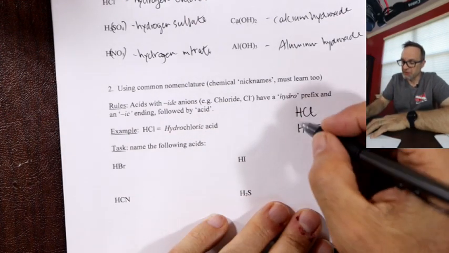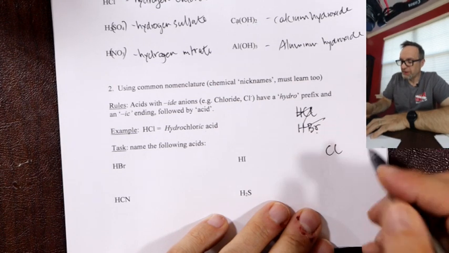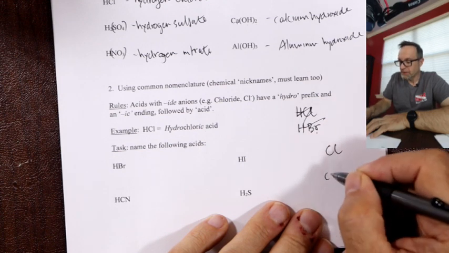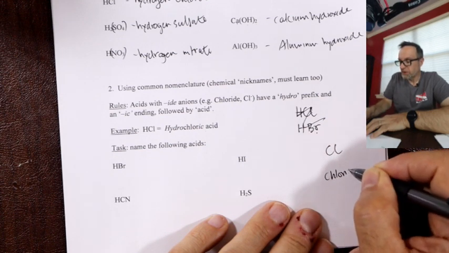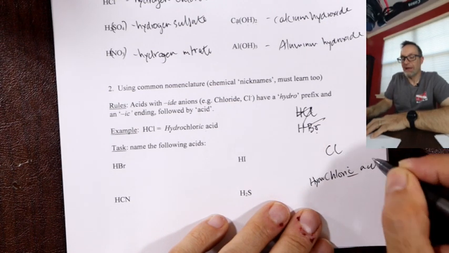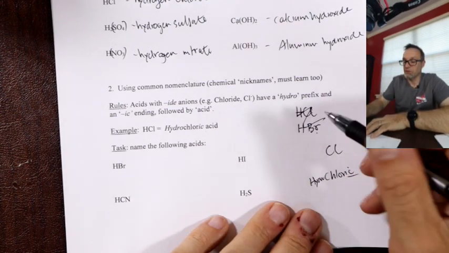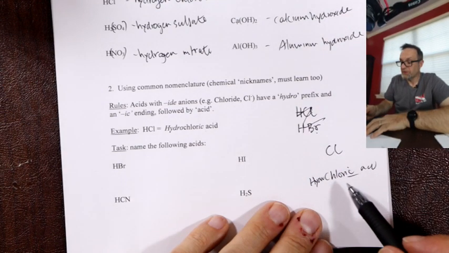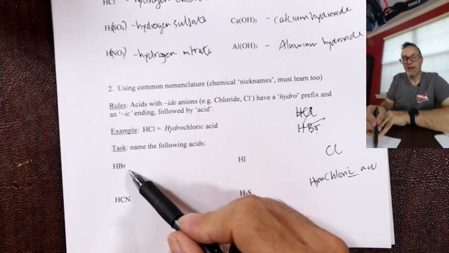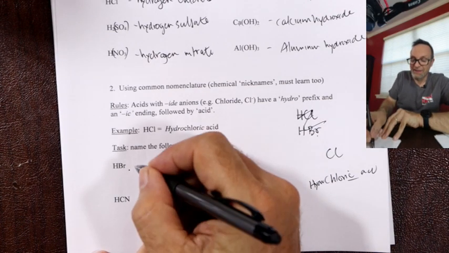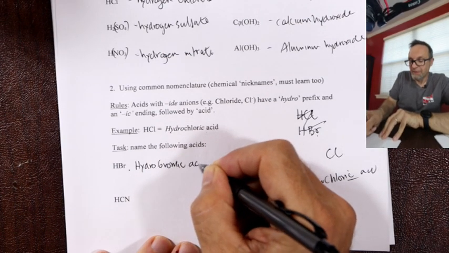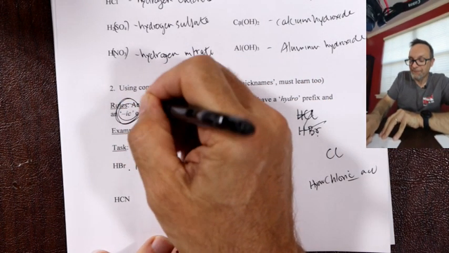Or you can use the rules, right? So the rules are, if I start with the chloride ion, chloride becomes chloric, and then I put hydro on the front and acid on the back. That's the rules for naming, right? So you can either use one as an example to work from, or just say, hey, chloride, chloric, hydrochloric acid. Okay, so what's HBr then? You can do it by either method. It's hydrobromic acid.